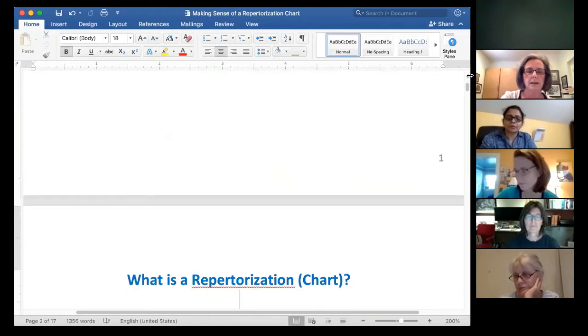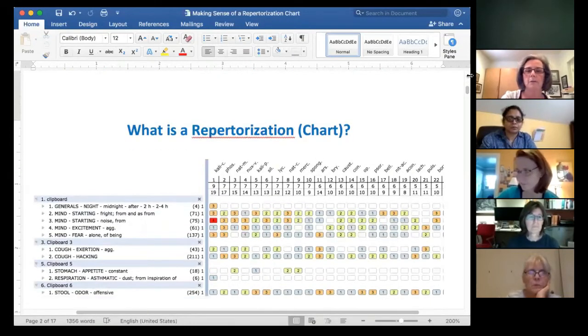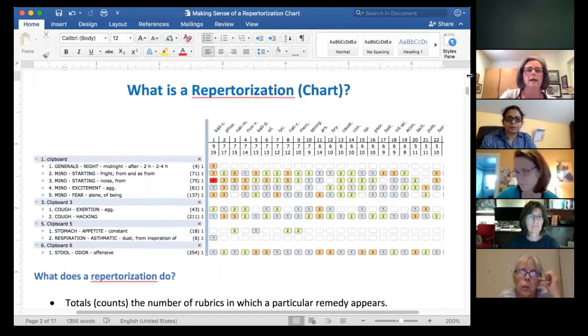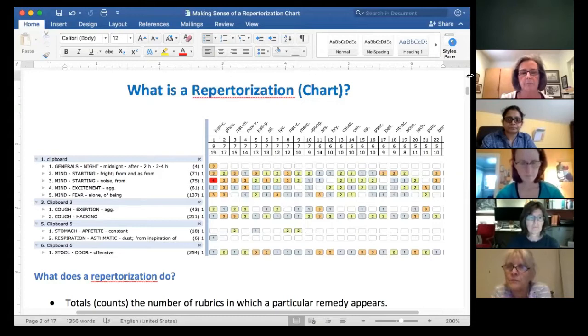Okay, so let's just look at what a repertorization chart looks like. Now, some of you have been doing repertorizations by hand, and they do exactly the same thing. So there's nothing that we're going to talk about today that you can't do with a repertorization chart that you've done by hand. There's absolutely nothing. The only thing a software program does is it does the math for you, and you can move things around, but the outcomes are exactly the same.